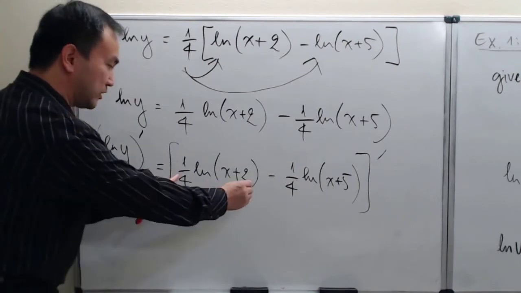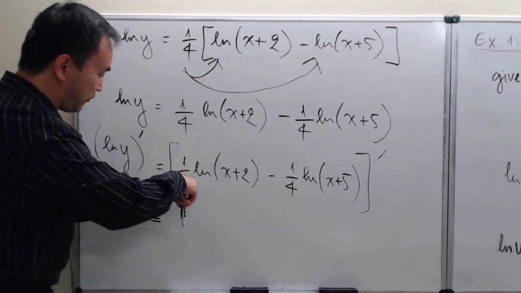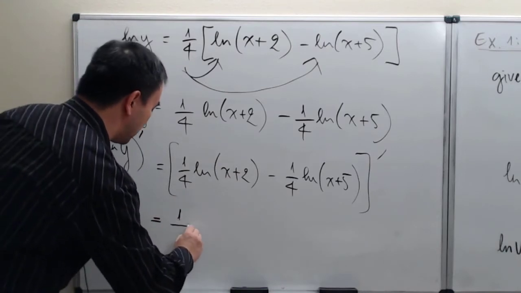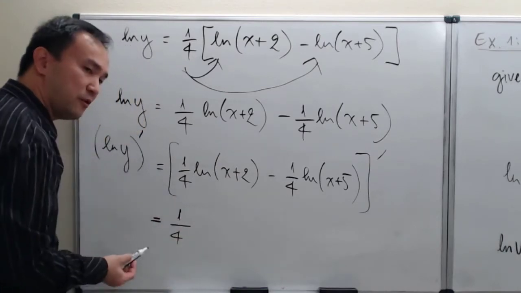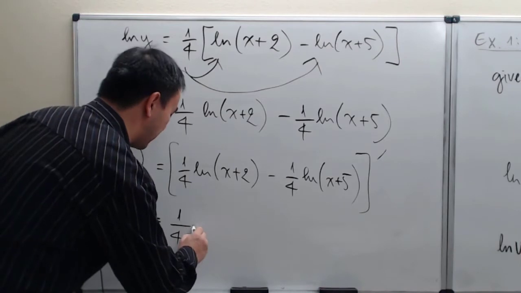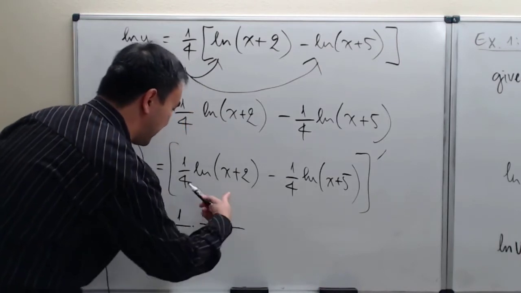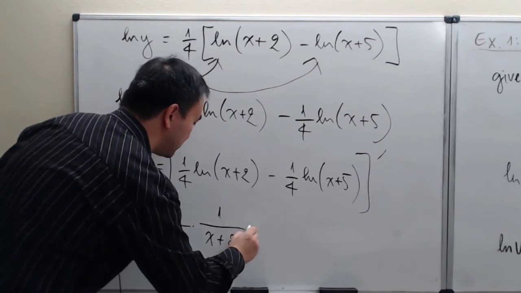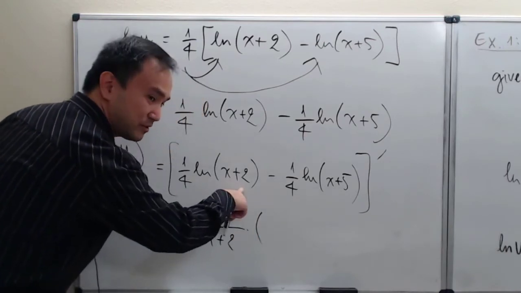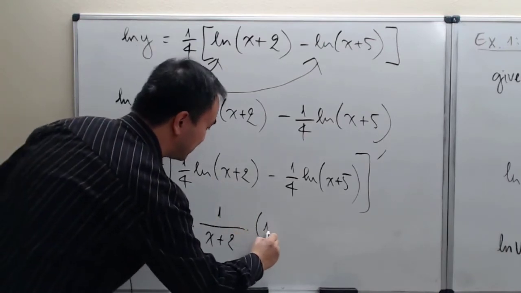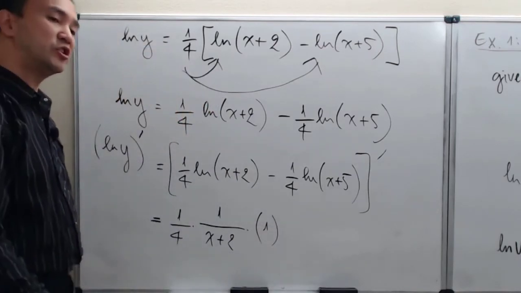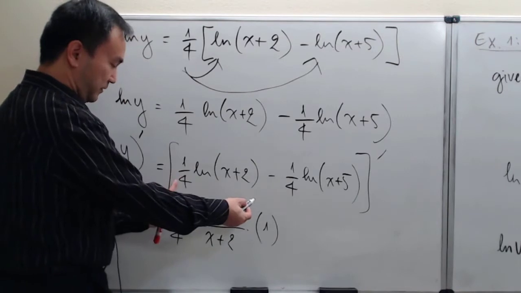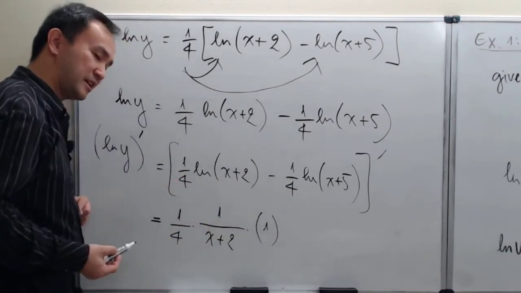Now taking the derivative of the first term, 1/4 times natural log of x plus 2, it gives us 1/4, as the constant coefficient stays the same. The derivative of the function becomes 1/(x plus 2). Chain rule: there's still something inside of the log, so the chain rule says we take the derivative of x plus 2, which is 1. That takes care of the derivative of the entire first term on my right hand side.